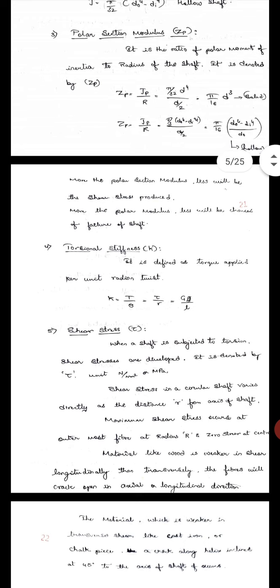Fourth one, torsional stiffness K. It is defined as torque applied per unit radian twist. So K is given as torque by the angle of twist, so T by theta, or it is equals to tau by R by the torsional equation, or G theta by L.